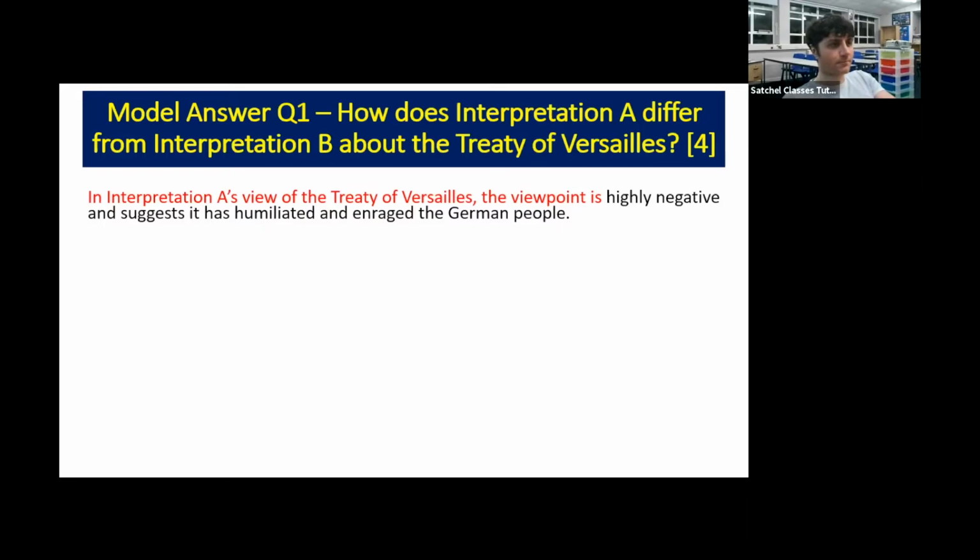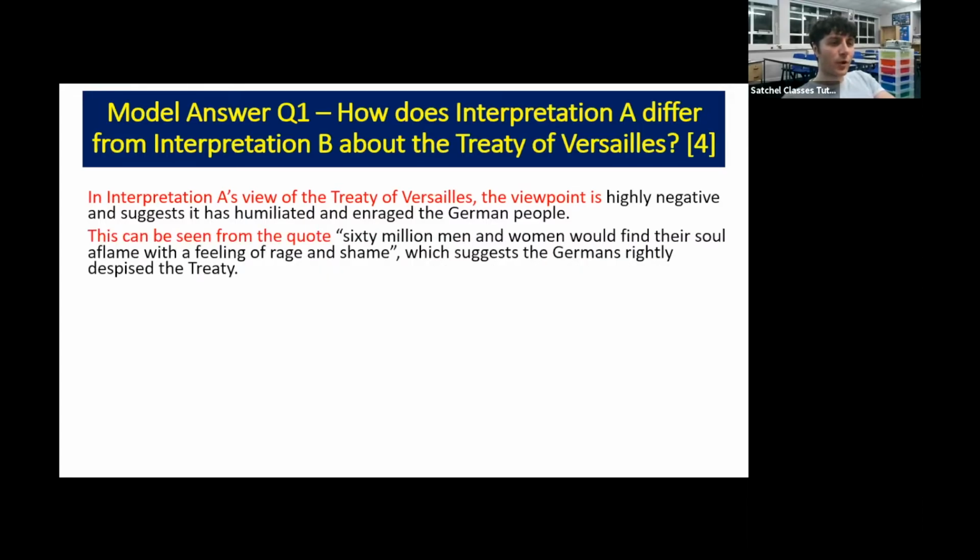Now we need to prove it. This can be seen from the quote, 60 million men and women would find their soul aflame with a feeling of rage and shame, which suggests the Germans rightly despised the treaty. So Hitler is basically implying that the entire population of Germany absolutely loathes from the bottom of their hearts this treaty. They see it as a set of punishments. And we've proved that with our quote there.